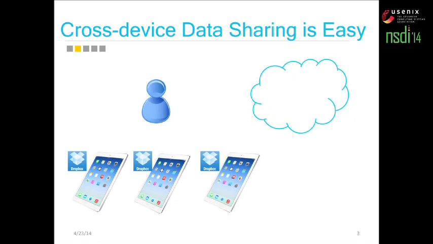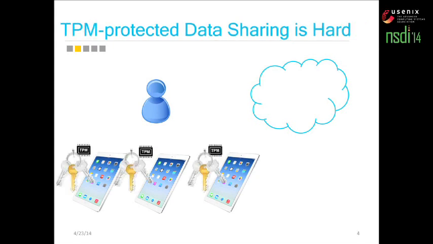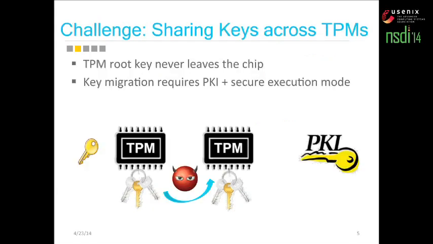We further notice that cross-device data sharing is easy. Today, most mobile applications implement some form of app state or data sharing across multiple devices. However, for these trusted applications whose data, state, and crypto keys are usually protected by trusted hardware like TPM, sharing the TPM-protected data becomes hard. The primary reason for this difficulty is that the keys managed and protected by the TPM are, by TPM design, bound to the TPM chip.